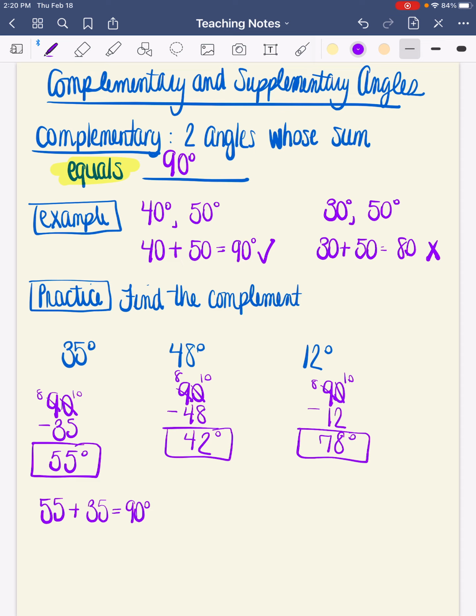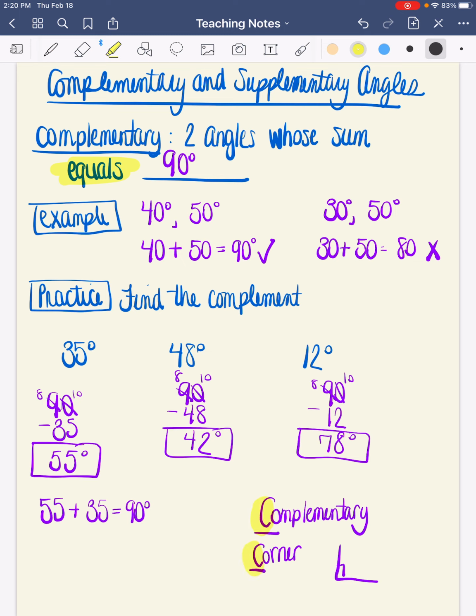One of the ways I remember complementary is this is kind of silly, but complementary starts with a C, right? And so does corner. And so corner is 90 degrees, right? And so CC there, it's silly, but for me in my brain it works, okay?